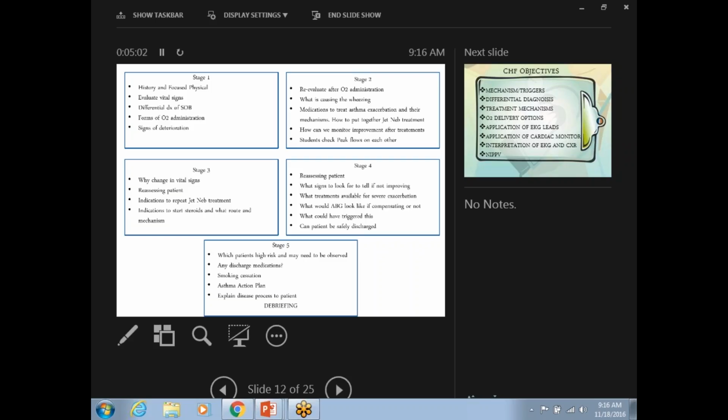And then also the student should explain the disease process to the patient. So this guy's 25, now all of a sudden he might start having issues with his asthma, or maybe it's just exercise-induced. So what type of education do we have to provide to the patient?